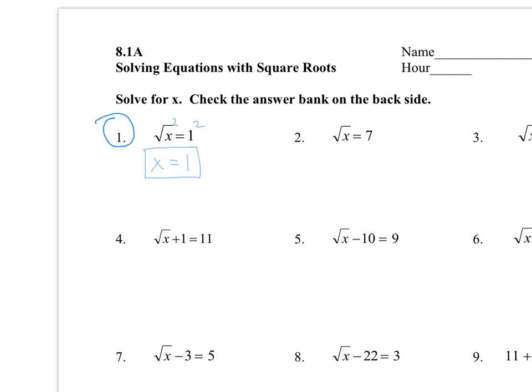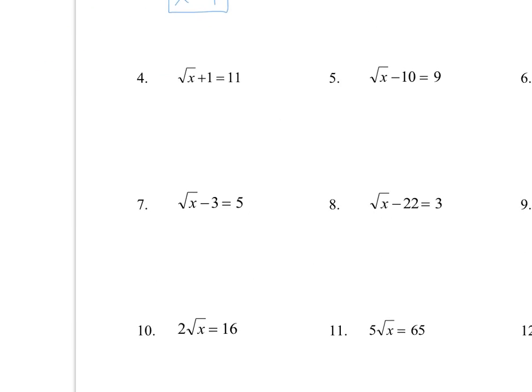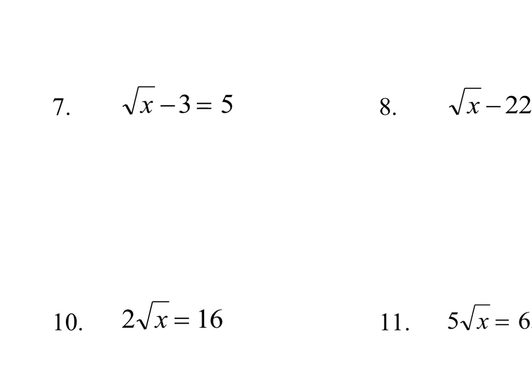Let's look at a little bit more complicated one. We'll do number 7. Now on the left side of the equal sign we have a radical, but we also have a minus 3. We want to get that minus 3 to the right side. We do that by adding 3 to both sides. After doing that, we have the square root of x equals 8.